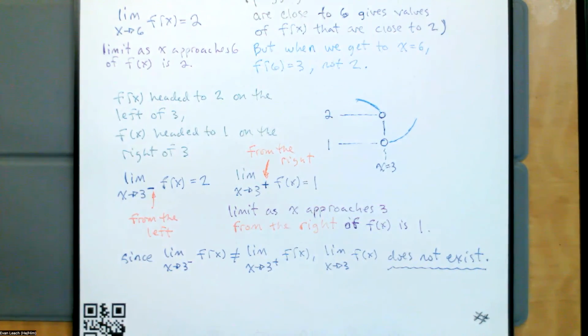We notice that when we're near 3, we're not approaching anything overall. We're going to different places. From the left, we're headed towards 2. From the right, we're headed towards 1. Those don't agree. So if I said, what's the limit as x approaches 3? That doesn't exist. From the left, it's 2. From the right, it's 1. Question?